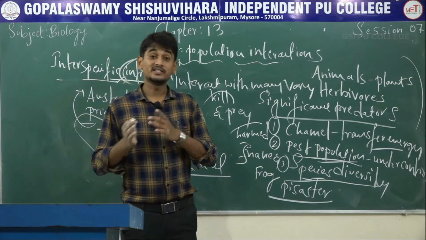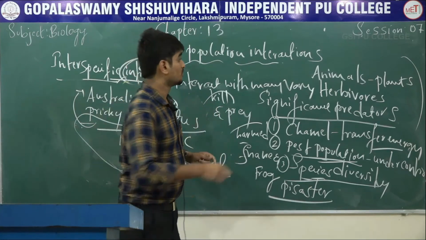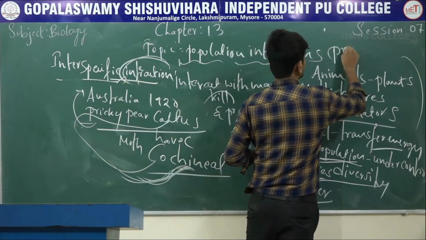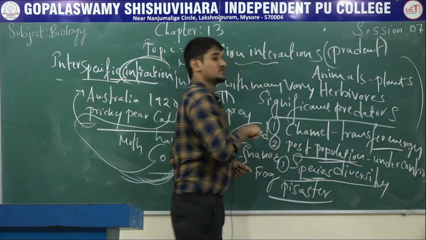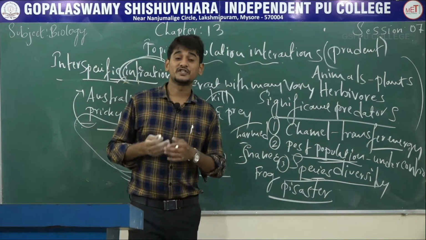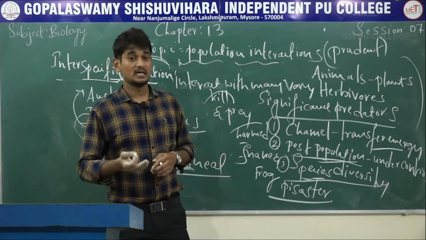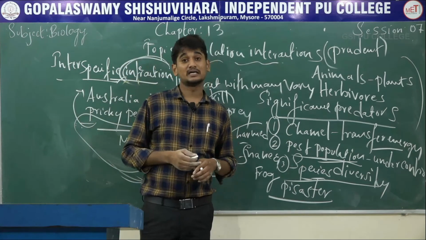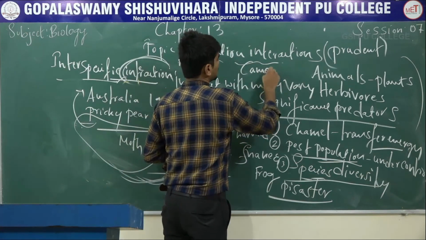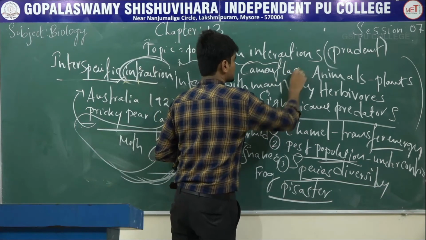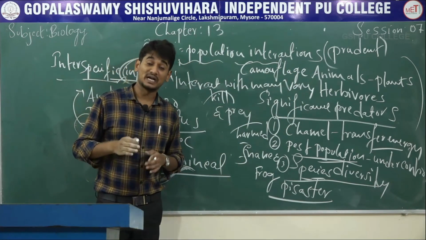So this is the reason why predators in nature are prudent. Prudent means thought for the future. Some species evolve defense mechanisms against the predators. For example, some insects and some frogs use camouflage. They change their color to escape from the predators.